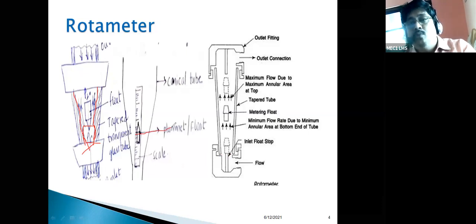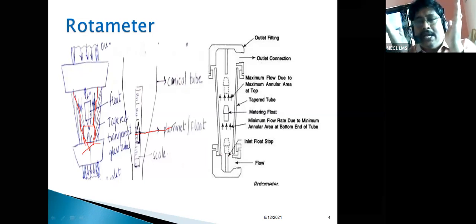It is available in the INCS lab, the Instrumentation and Control Systems lab in our college. What we are understanding here is a transparent tapered glass tube. It should be like this, transparent and tapered, and in between there is a float inside.